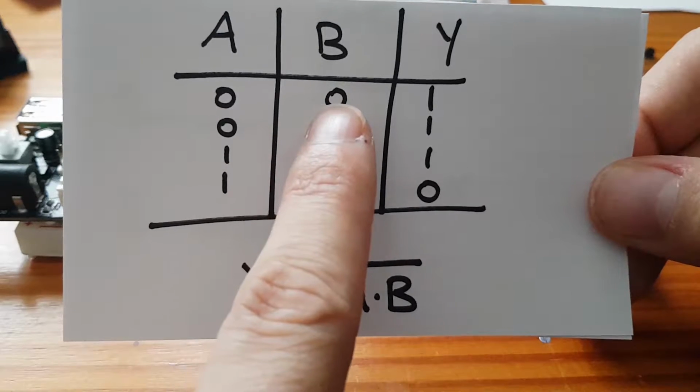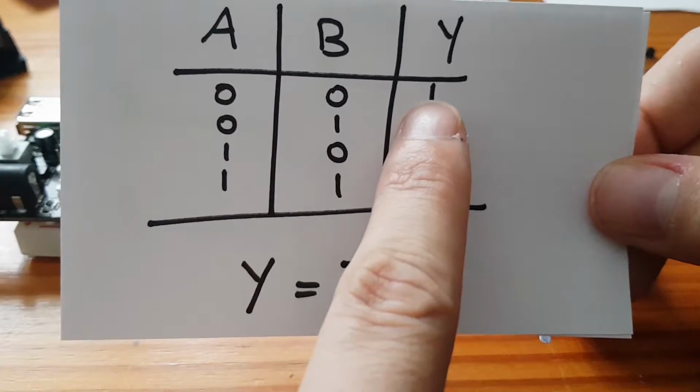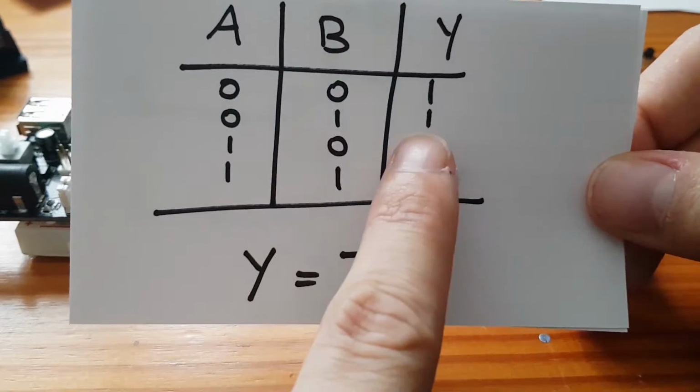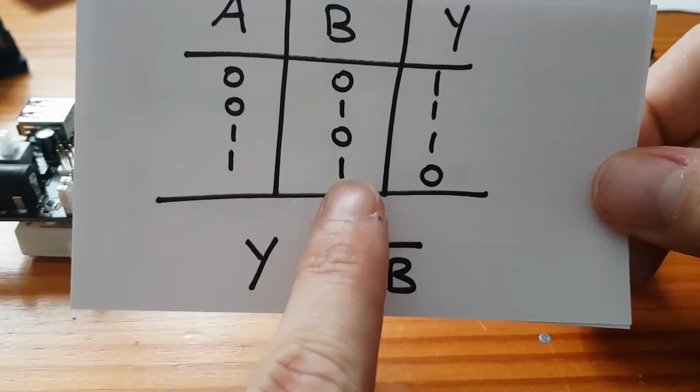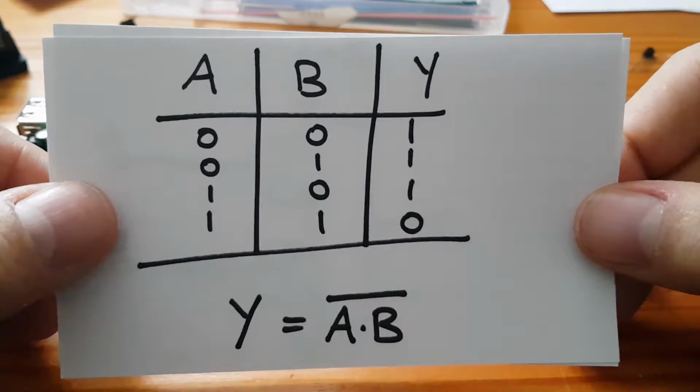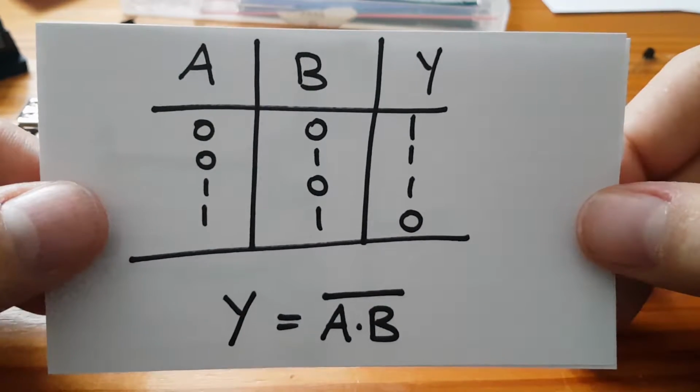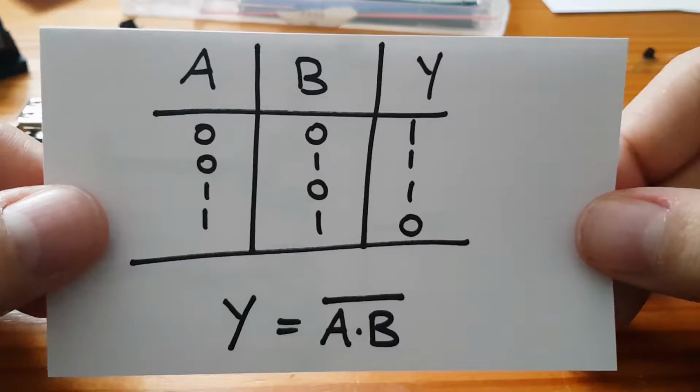So 0 and 0, or off, means the output is on. On and off means the output is on. Off and on means the output is on. But when A and B are both on, the output is off. Marvelous. Now, this is actually a slightly easier gate to build.